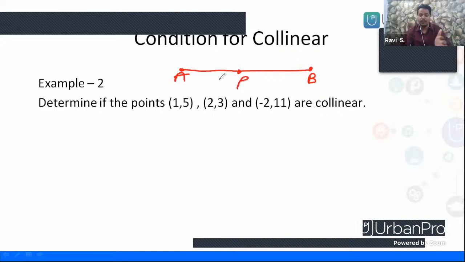Now I mean to say collinear points are those which lie in the same line. All points will be in the same line only. So here it is in the same line. A, P, B all in the same line. But what we have to do here is prove it. We need to determine if the points are collinear or not.